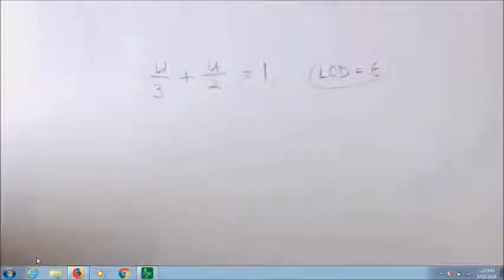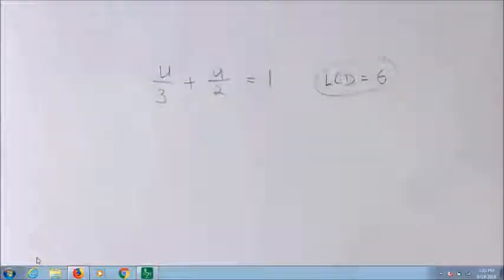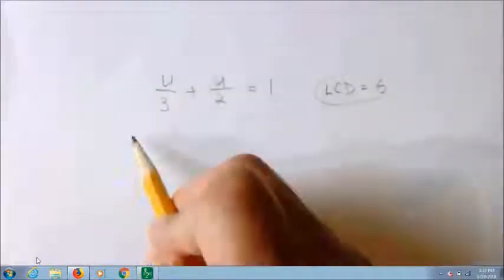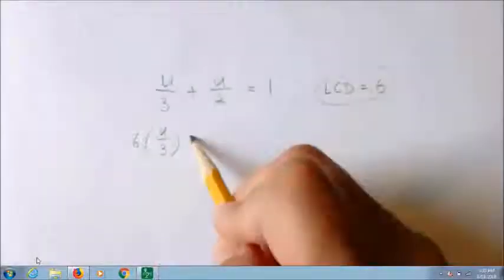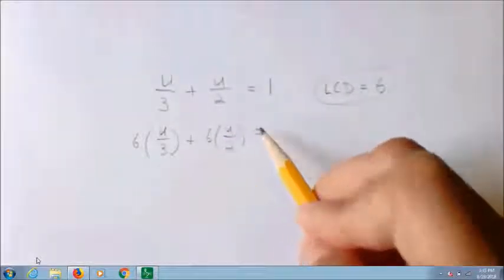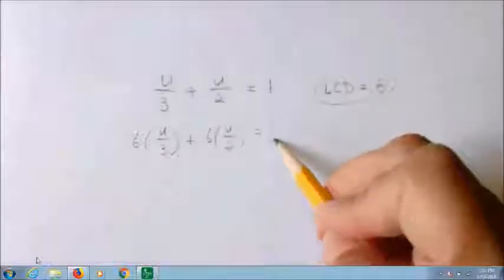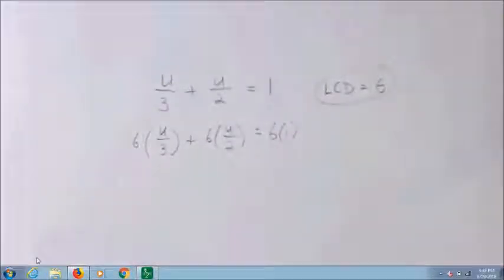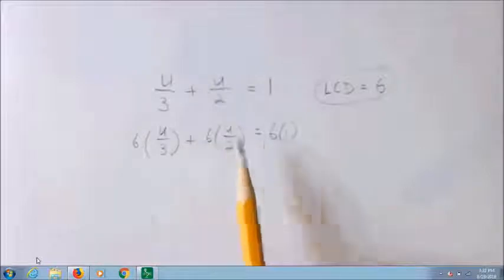Now, multiplying both sides by the lowest common denominator means multiplying everything on each side by the lowest common denominator. So that means this first fraction is multiplied by 6. And the second fraction is multiplied by 6. And also on the right side, because what you do to one side you must do to the other. So even that little lonely 1 is multiplied by 6. And now you can see the equation is still true because I've done the same thing to each part of the equation.